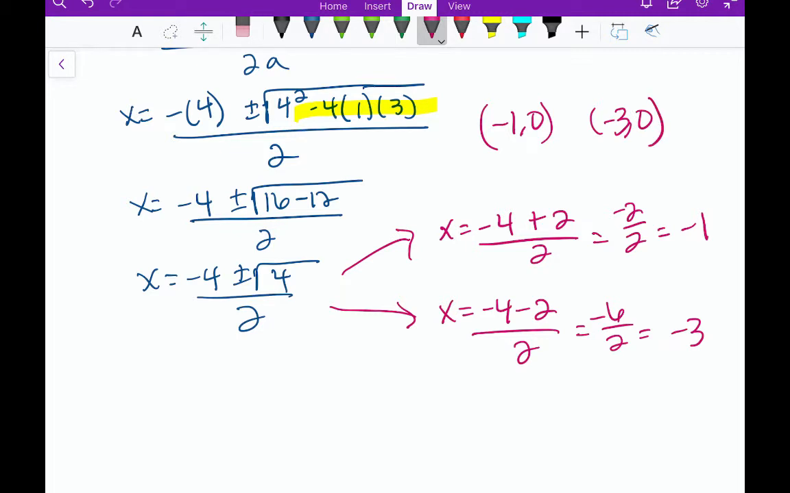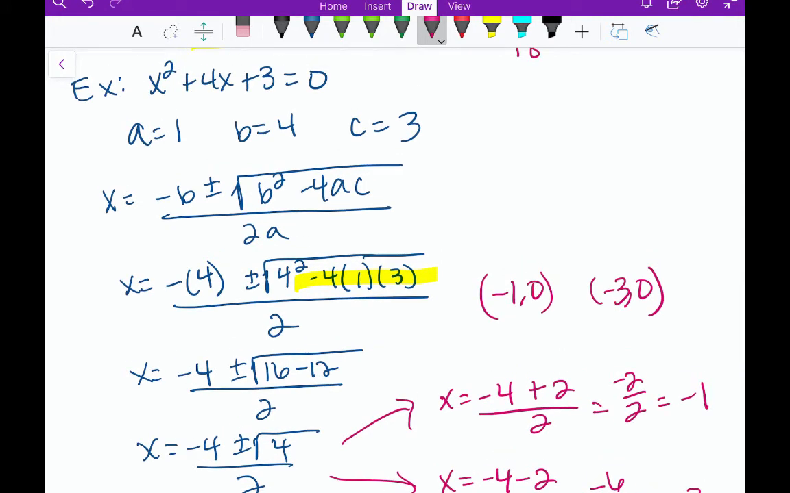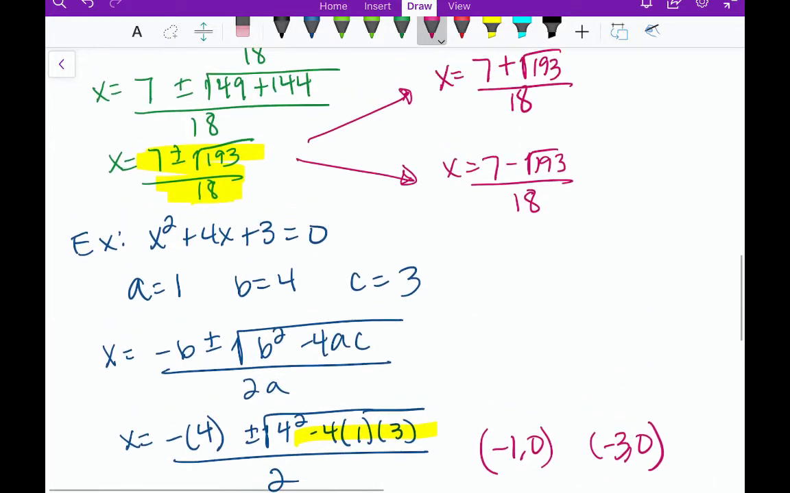Those are whole numbers. And so if we look back at our original problem, you may notice that this problem would actually be really easy to factor. Factors of 3 that add up to 4 would be 3 and 1, which is why our solutions are negative 1 and negative 3. So you do not have to use the quadratic formula. If you see that you can factor it, then that's what I would do if you're comfortable with that, and we should be by now. But you need to see that the quadratic formula also works for any quadratic function.